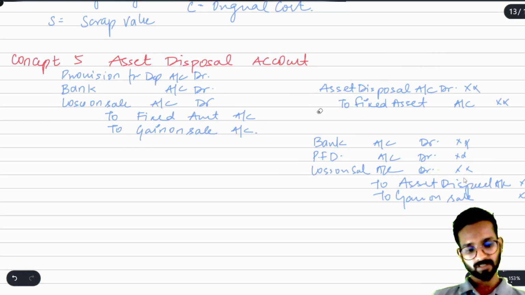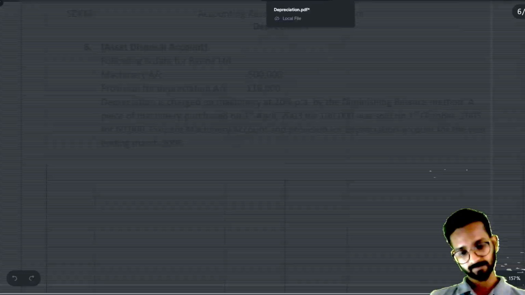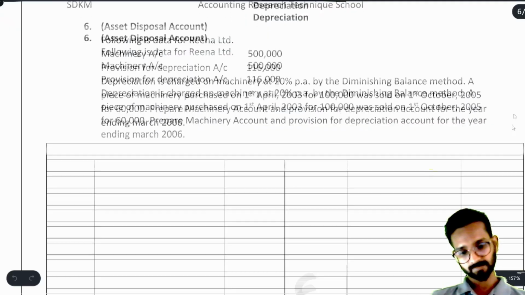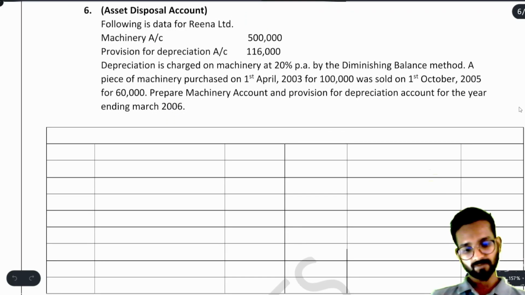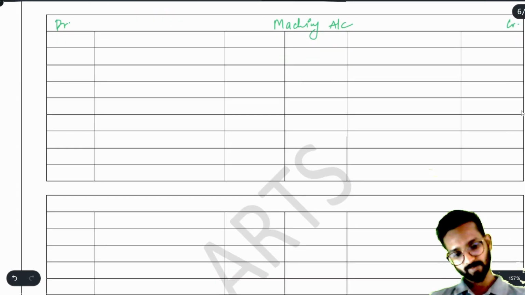We will solve a question and that will mark the end of this chapter. Let's see. What does it say? Following is data for Reena Limited. Machinery value is 5 lakh. Provision for depreciation is 1,16,000. So I can say this is the machinery account, debit, credit.